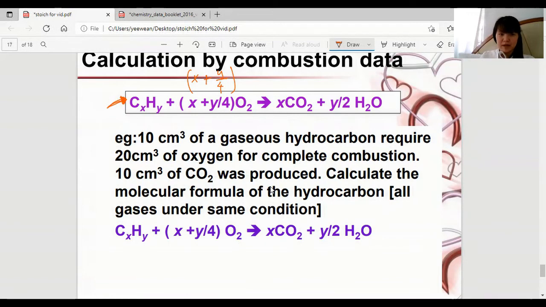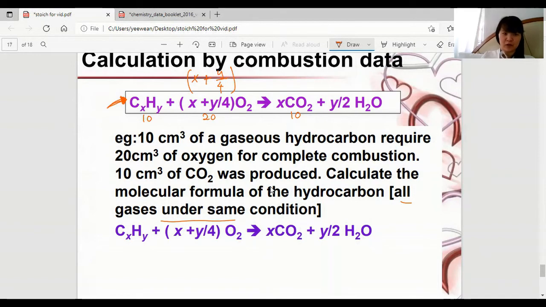Let's try this. 10 centimeter cubes of this CXHY required 20 centimeter cubes of oxygen for complete combustion, and 10 of carbon dioxide was produced. Calculate the molecular formula of this hydrocarbon, all this under the same condition. They must always specify that it's under the same condition so that we can assume that this volume ratio is the molar ratio.